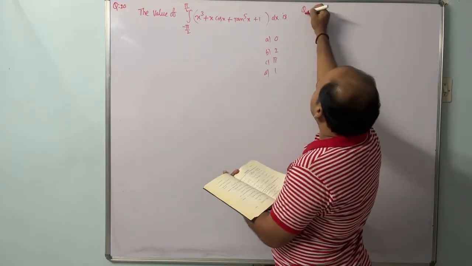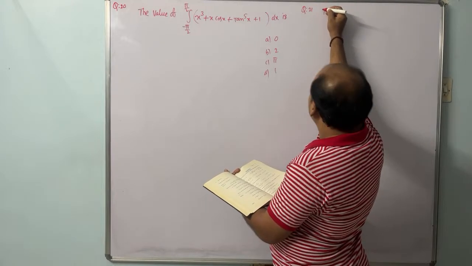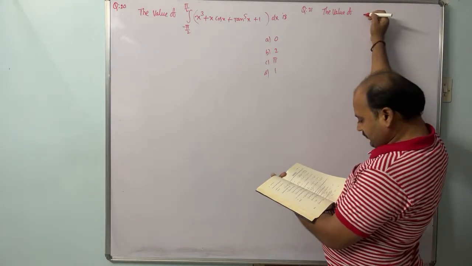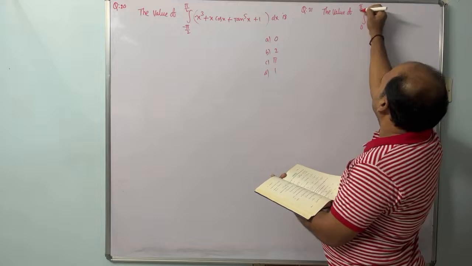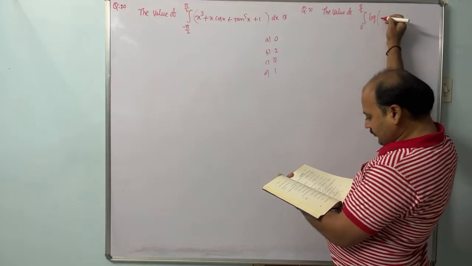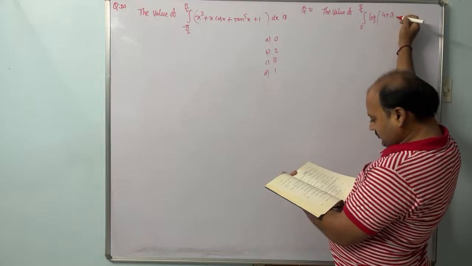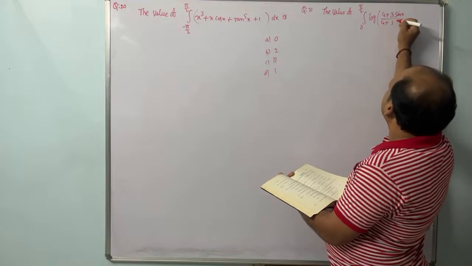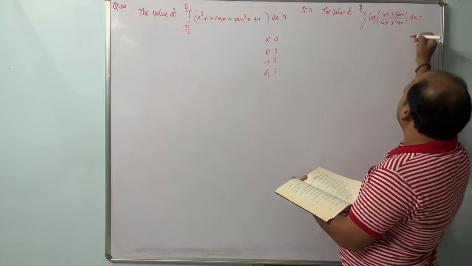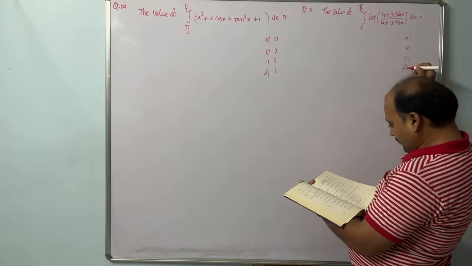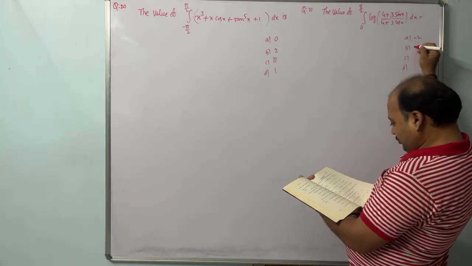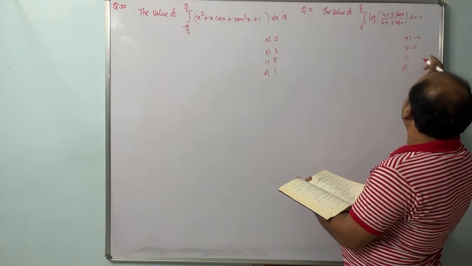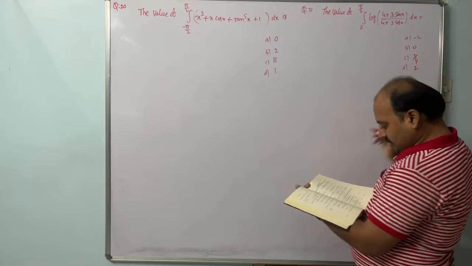If we come to the next question, question number 21, the value of, this is asked in the previous NCERT and JEE, integral 0 to pi by 2 log of 4 plus 3 sin x by 4 plus 3 cos x into dx is equal to: minus 2, 0, 4 by 3, sorry, 3 by 4, 2 plus 2.